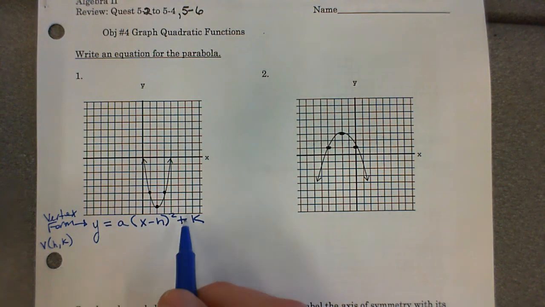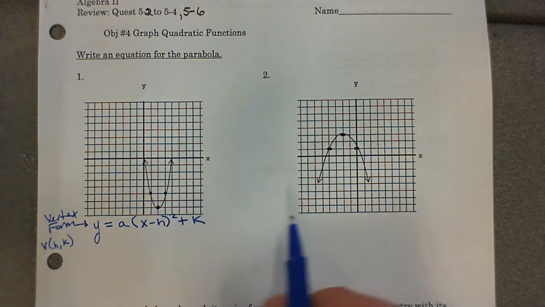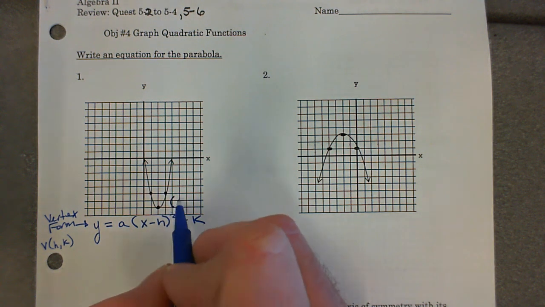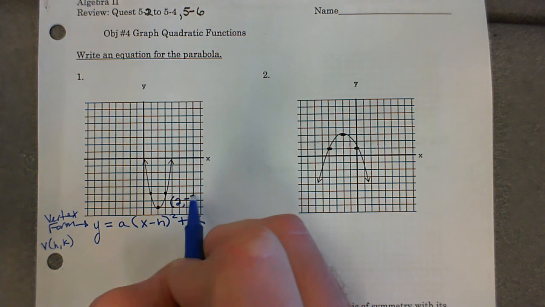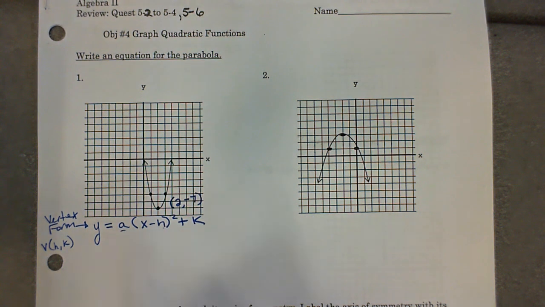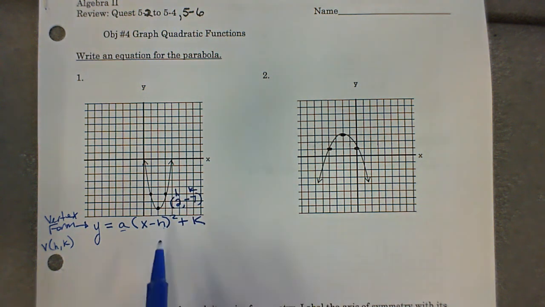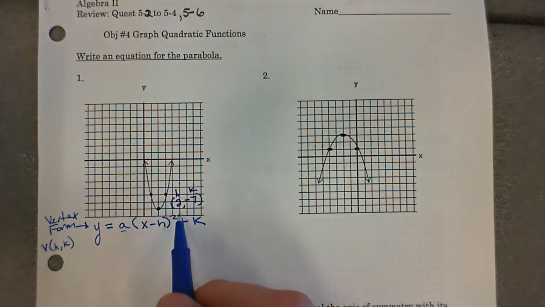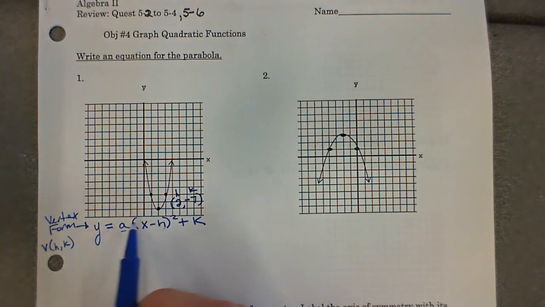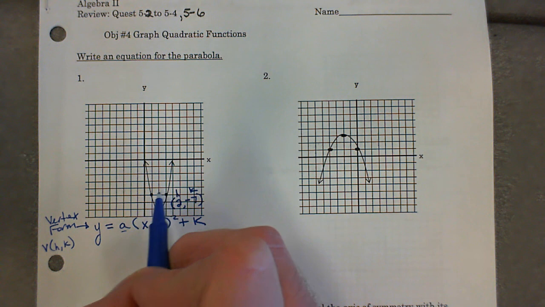So on our graph here, this is your vertex. It's the lowest point if the parabola is opening up. So this point here is the point 2 comma negative 7. So we know what h and k are, but we also need to find the value of a. We can find a if we know a point for x and y, because then we could solve for a. We have 2 points here.